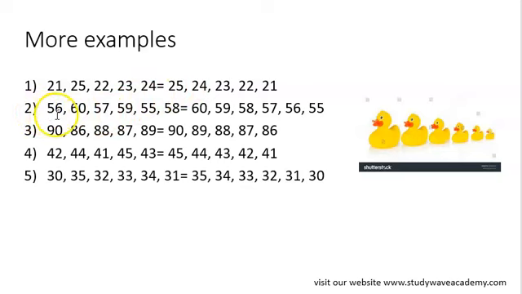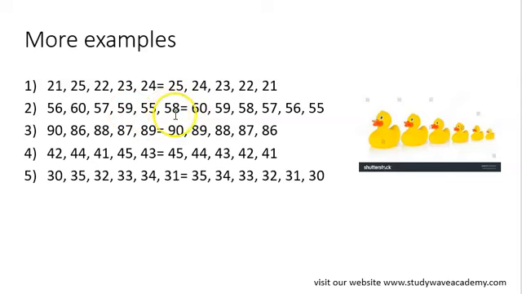Okay? The next one we're going to do is number 2. So we have 56, 60, 57, 59, 55, and 58. So we're first of all going to identify the biggest number. And the biggest number there is number 60. And before number 60 we have number 59. We have number 59. And before number 59 we have number 58.